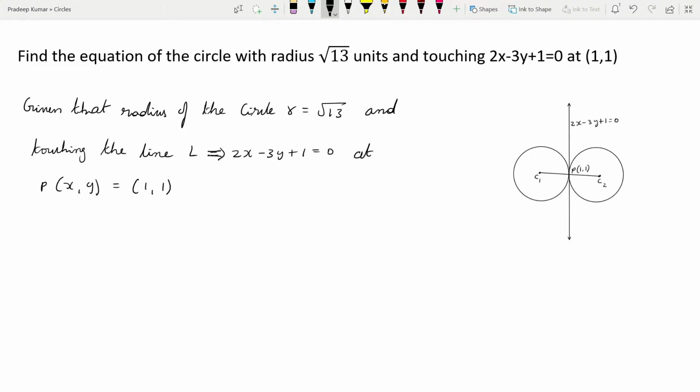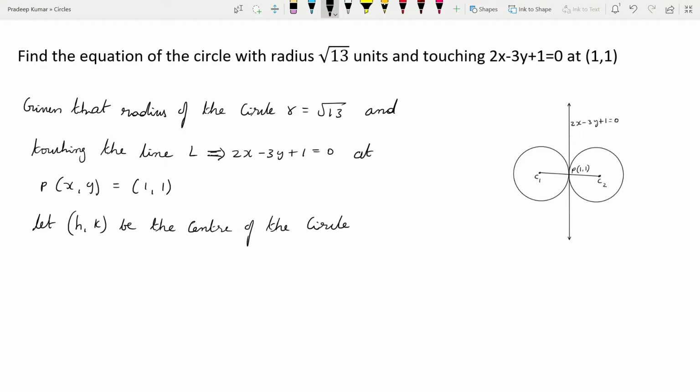So now let's consider the centers of the first circle and the second circle. Let h comma k be the center of the circle. Alright, I hope this is very clear to you.